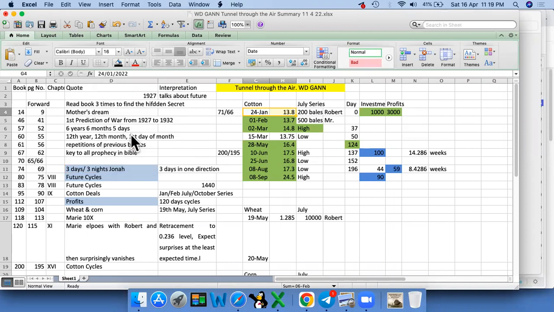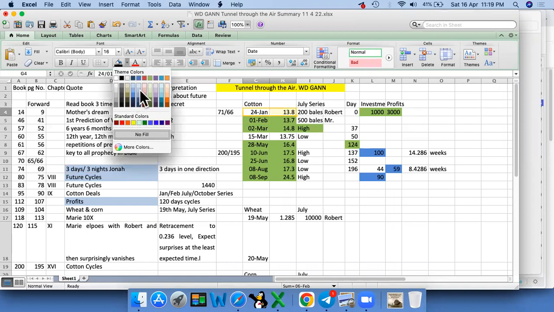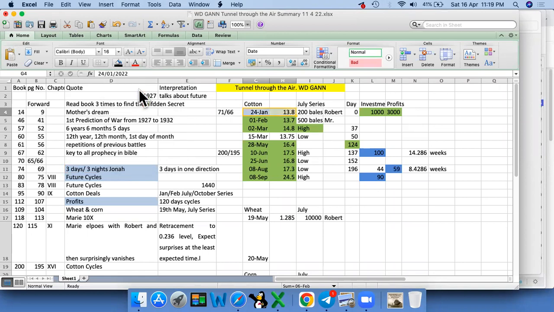so 24th of January is when he had bought, or let me put down in some other color so that we are able to interpret that. I'll put down blue color. Right? So he bought what? 200 bales and he had somewhere around $1,000 odd. So his investment was around 1,000.